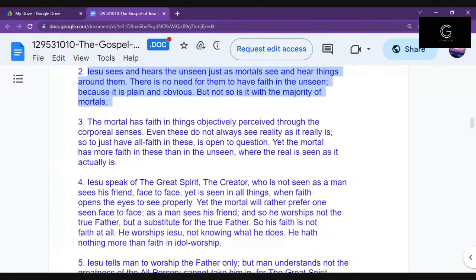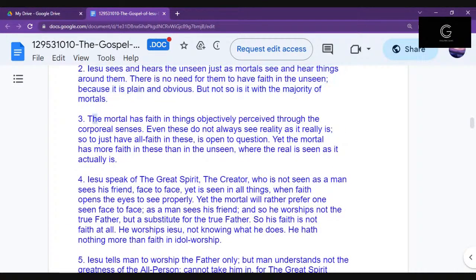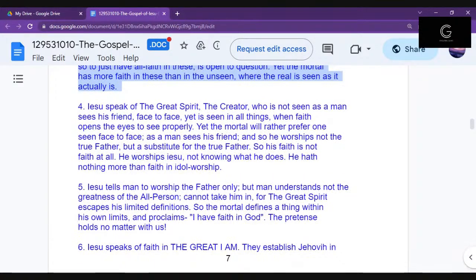majority of mortals. The mortal has faith in things objectively perceived through the corporeal senses. Even these do not always see reality as it is. Just have all faith in these is open to question. Yet the mortal has more faith in these than in the unseen, where the real is seen as it actually is. Ooh, wee. Iesu speak of the great spirit.